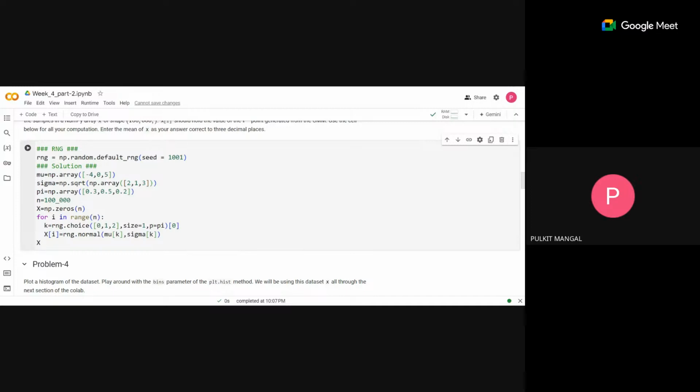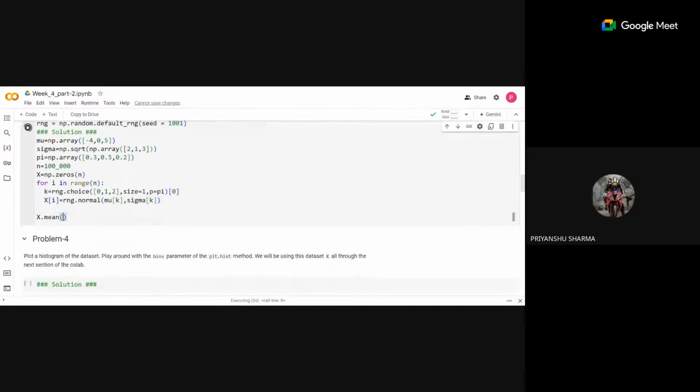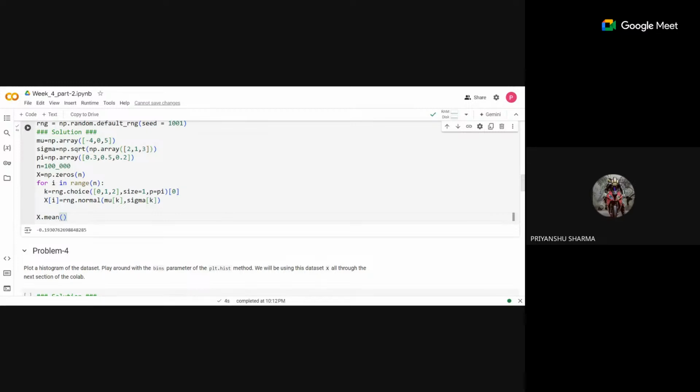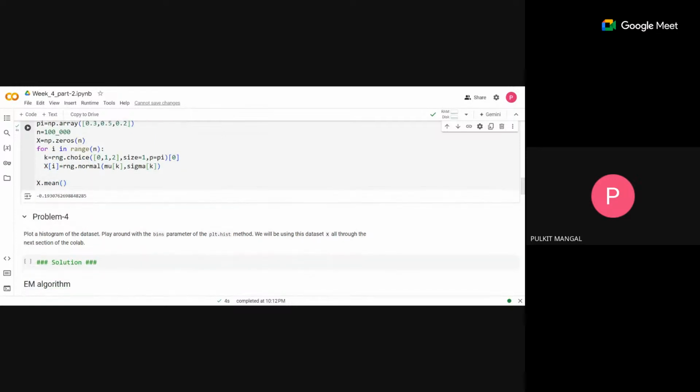What the question is asking is the mean of the vector x. So how do you find the mean? x.mean or np.mean, same. So negative 0.193, that would be your mean. Okay, so I hope it is clear.